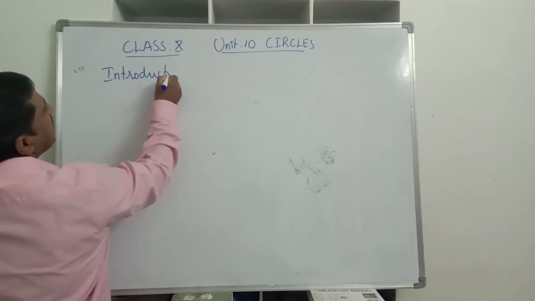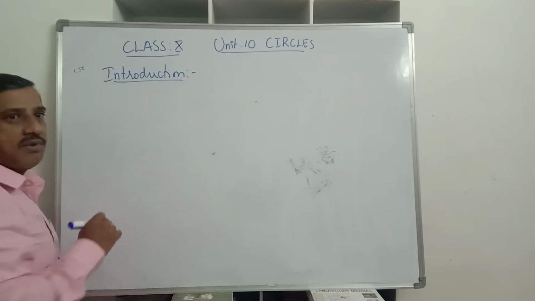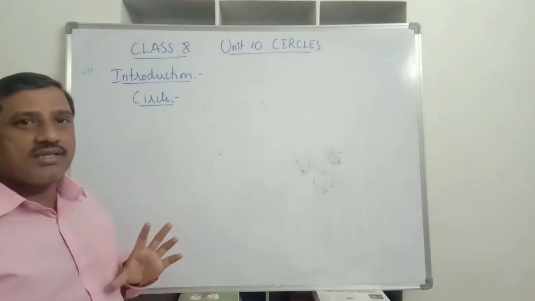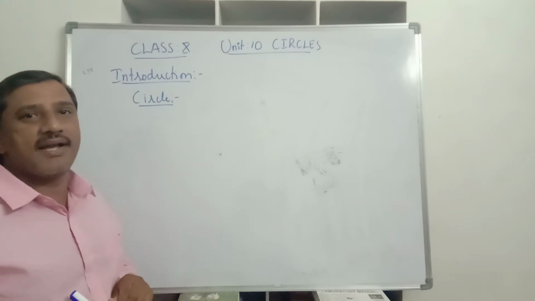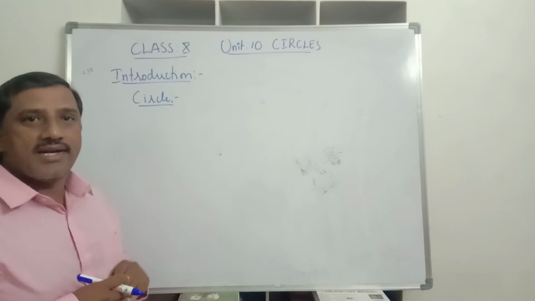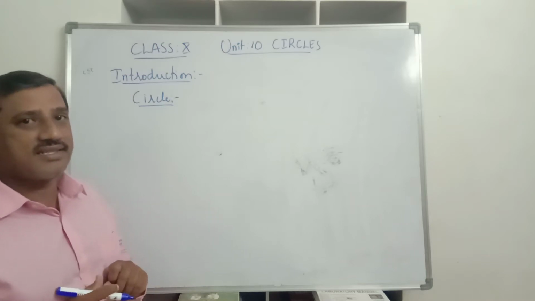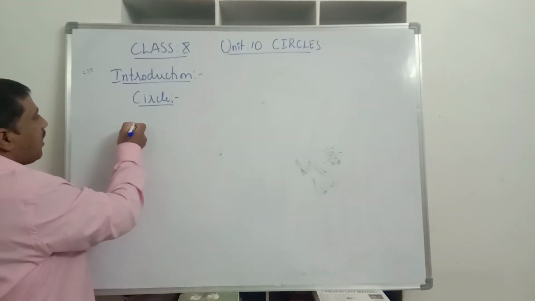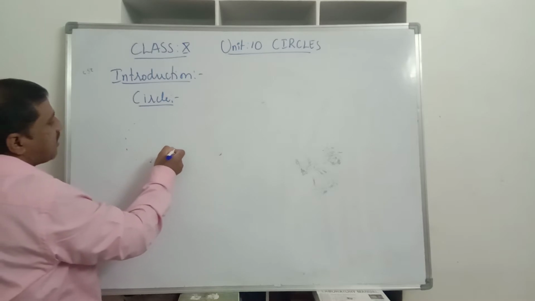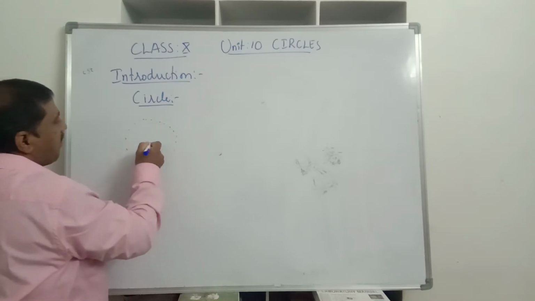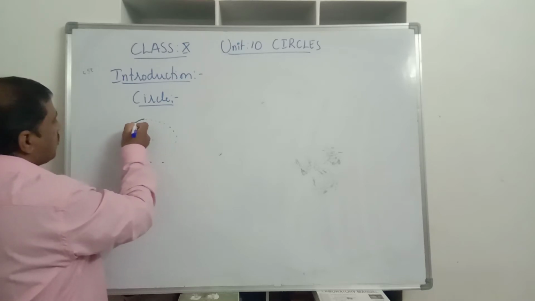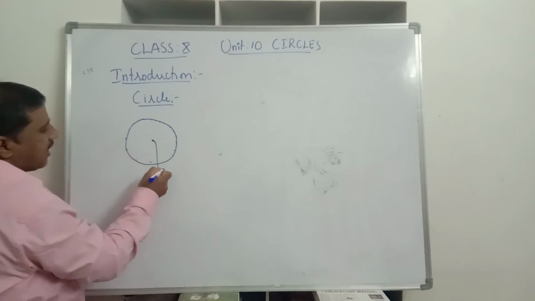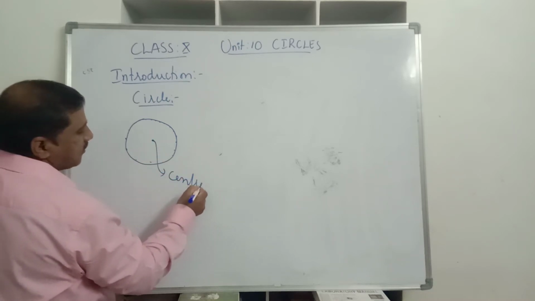So what is the introduction of this chapter? The introduction of this chapter is: what is a circle? A circle is a geometrical figure which is obtained by the combination of infinite points which are at a fixed distance from a fixed point. For example, you take all these points which are equidistant from a fixed point, then by joining these points we'll get a geometrical figure. This geometrical figure is known as a circle, and this fixed point is known as the center of the circle.